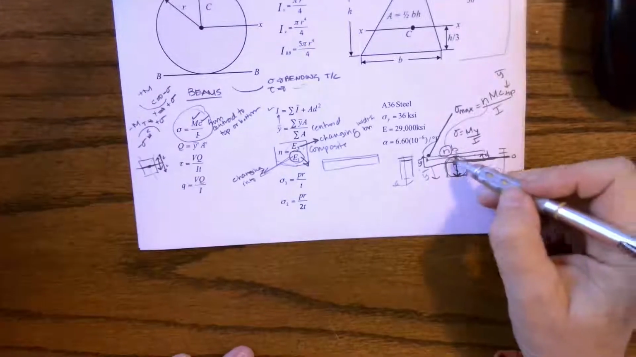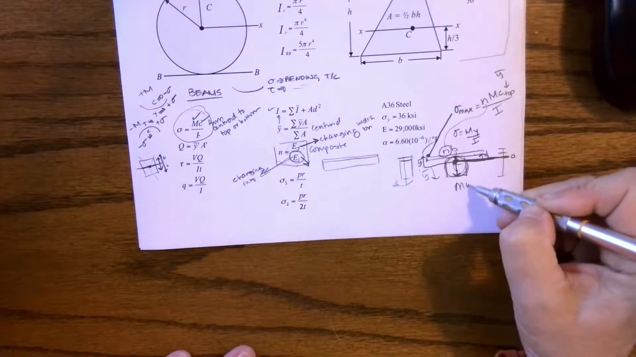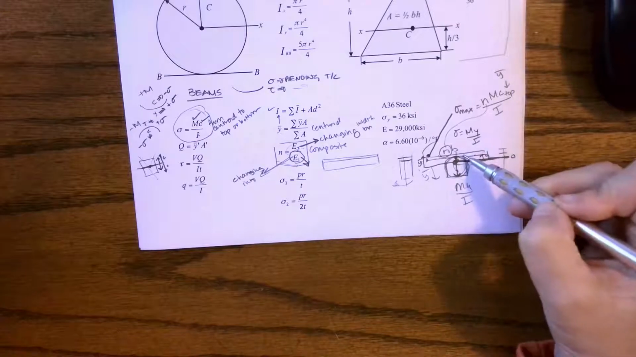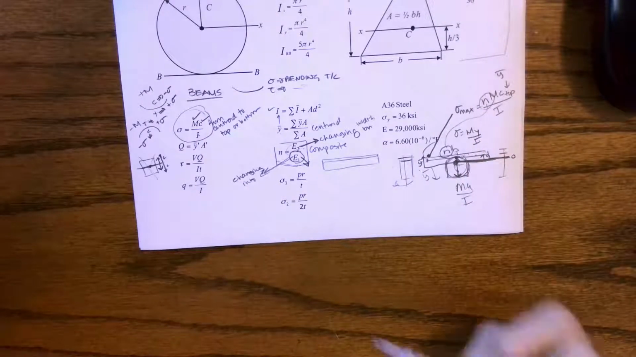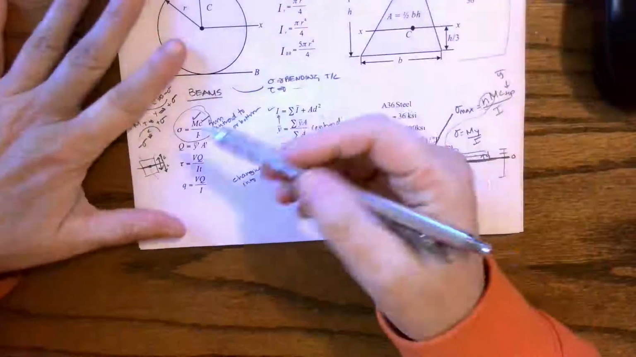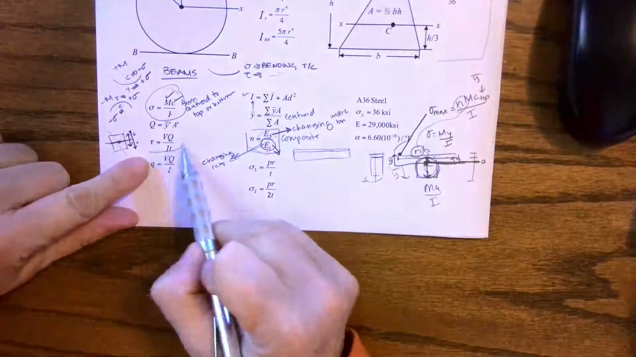Okay, these equations would just be my My over I. The piece that I changed has to include that in. It's like we're pulling it back out. So then we have shear.